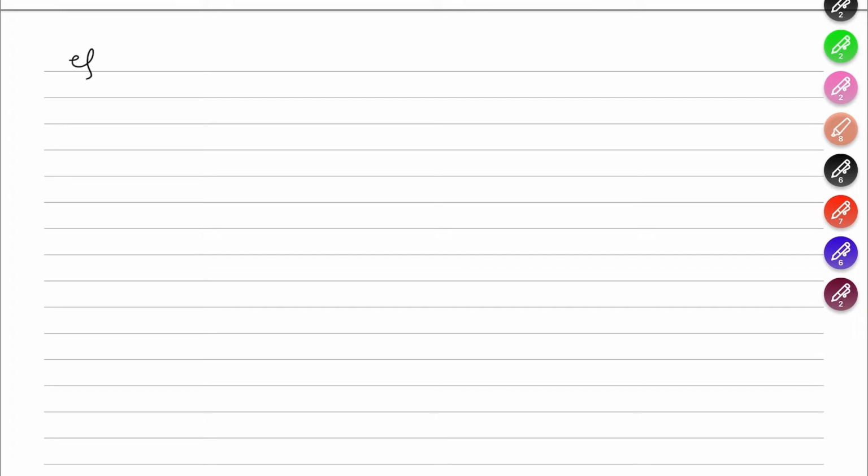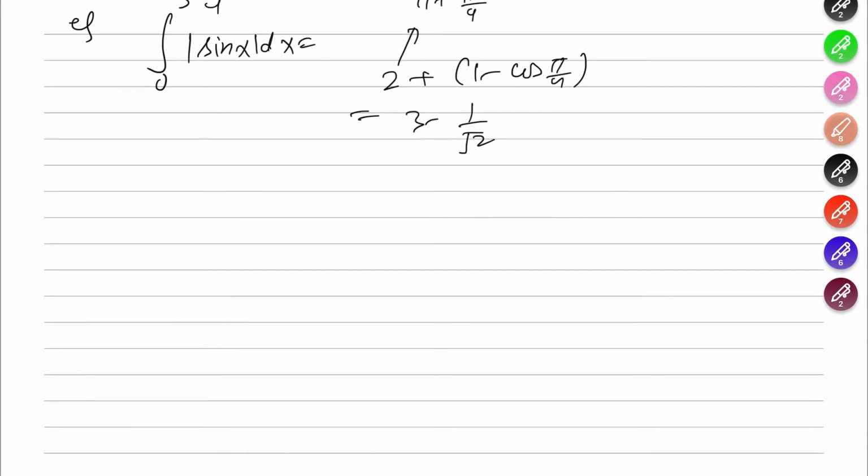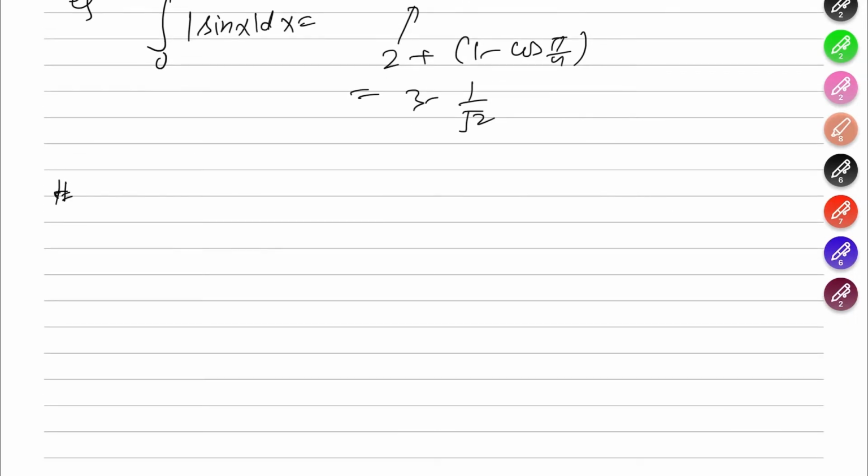So let's take a few examples. Let's say ∫ from 0 to 5π/4 of |sin x| dx. Here the upper limit is 5π/4, so π + π/4. So π will be n1 × π, that is n1 is 1, so that is just a 2, and π/4, since it is a sine function and π/4 is in 0 to π, becomes 1 − cos(π/4), that becomes 3 − 1/√2.